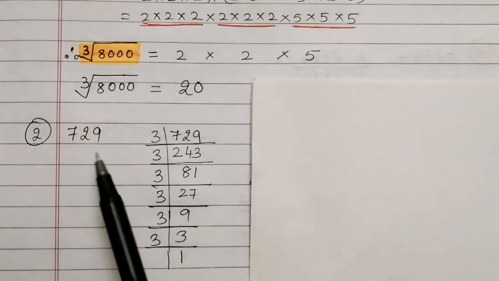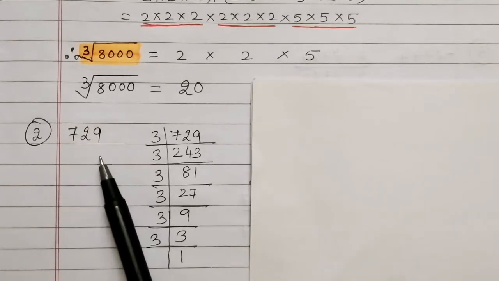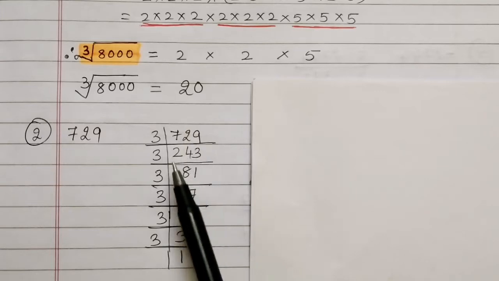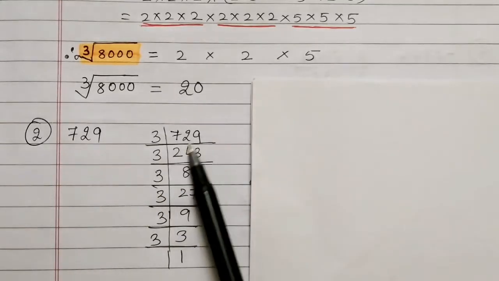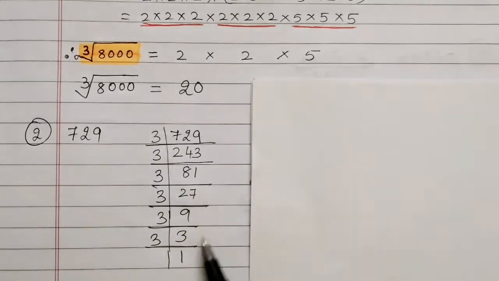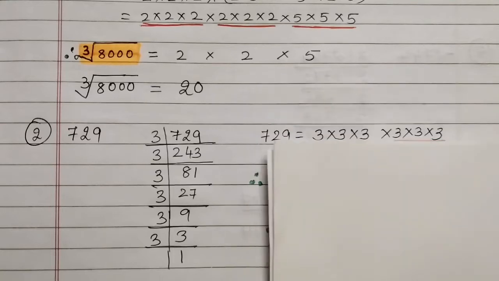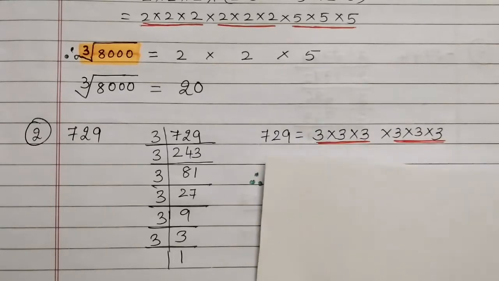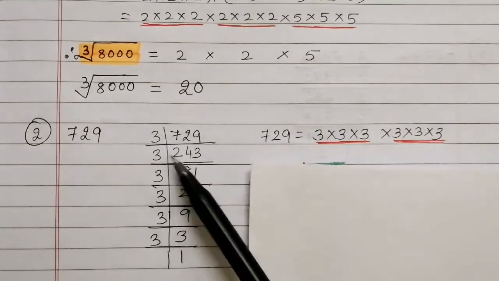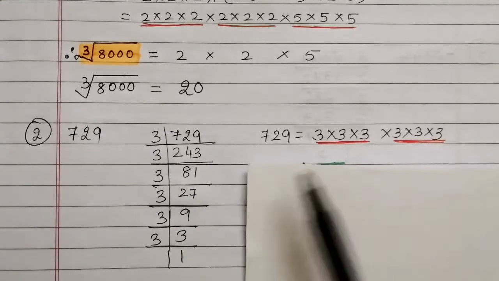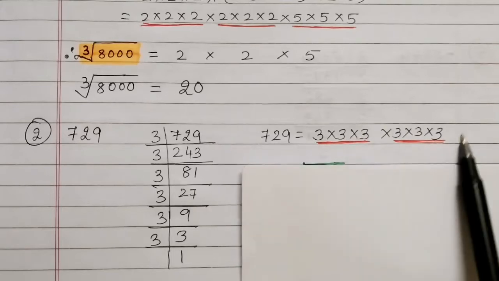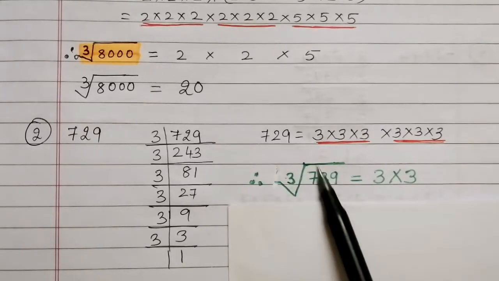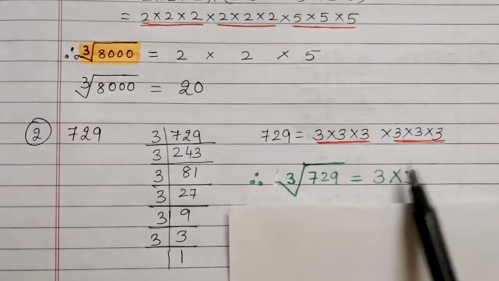Second sum is cube root of 729. If you don't know directly, you have to first find the prime factors. You have learnt earlier, to find prime factors you always take the prime numbers as a divisor. So if you do prime factorization, this will be the prime factorization, and 729 can be written in this way. Here 6 times 3 we got. So this group of 3. So cube root of 729 is 3 into 3.